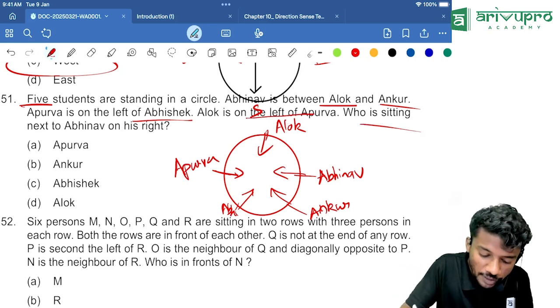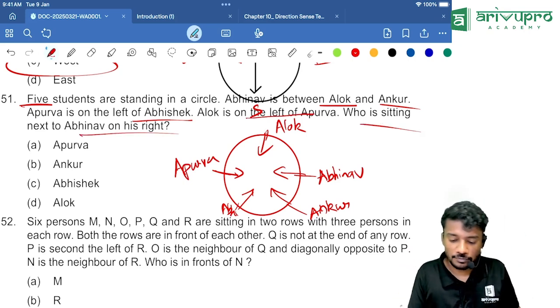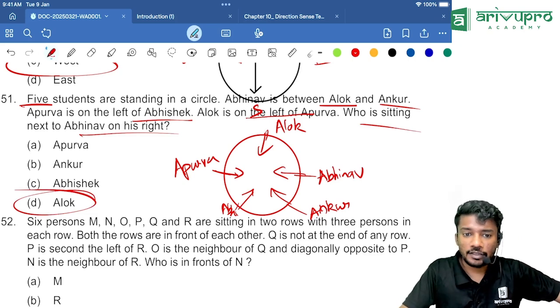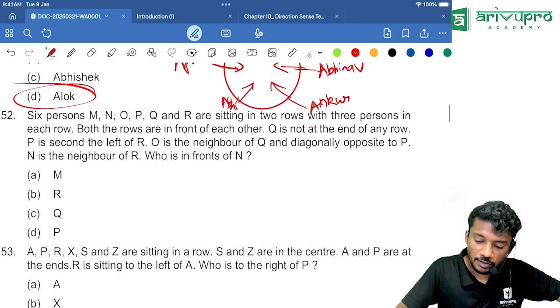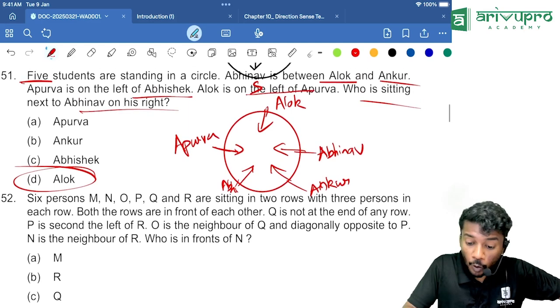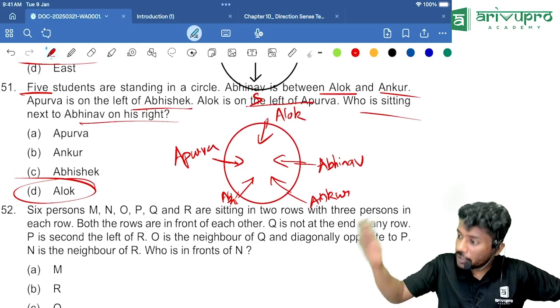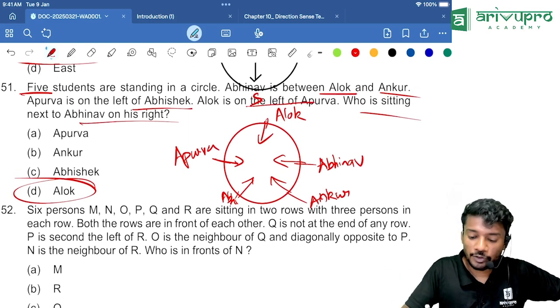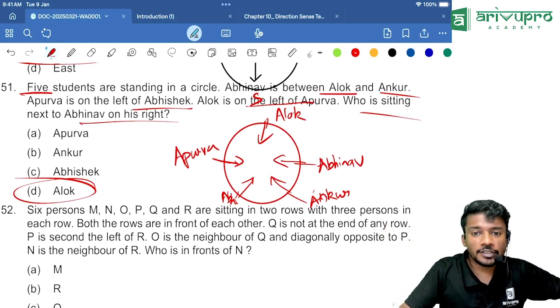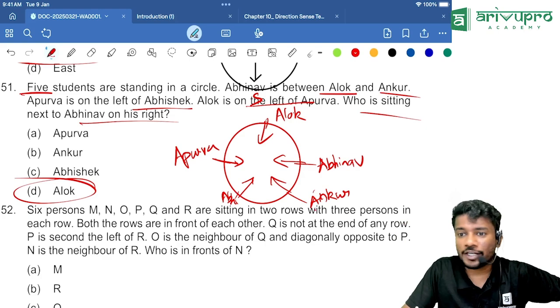Now who is sitting next to Abhinav on the right? What is the answer? Alok. Got it? Any doubt in this? What if our drawing was wrong? We will draw the next one. So usually what you can do is always draw two circles. Keep Ankur on the top and Alok on the bottom. That way also you can always try.